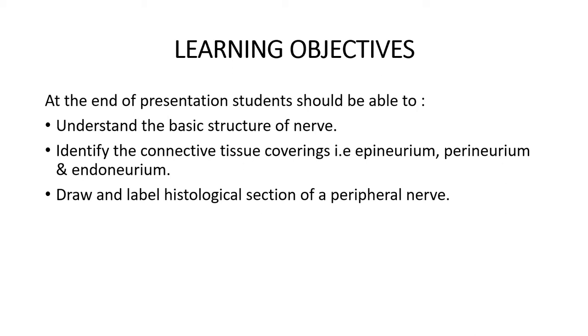So the learning objectives are, at the end of this presentation, students should be able to understand the basic structure of nerve. They should be able to identify the connective tissue coverings, that is, epineurium, perineurium, and endoneurium. And finally, they should draw and label a histological section of a peripheral nerve.